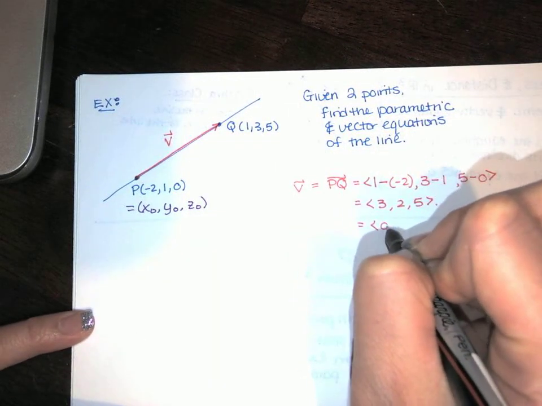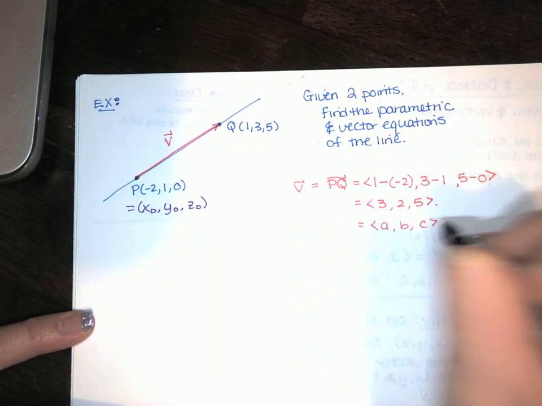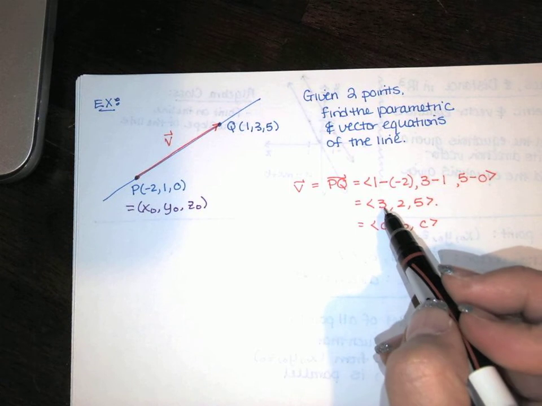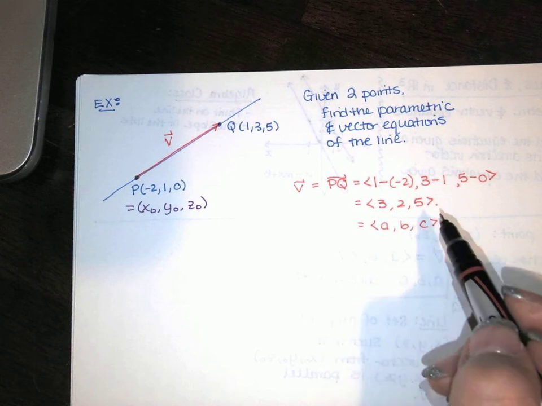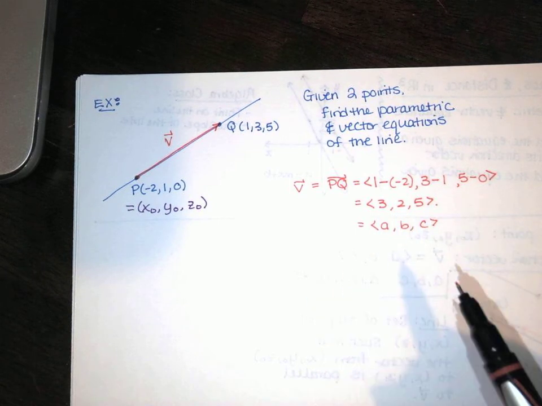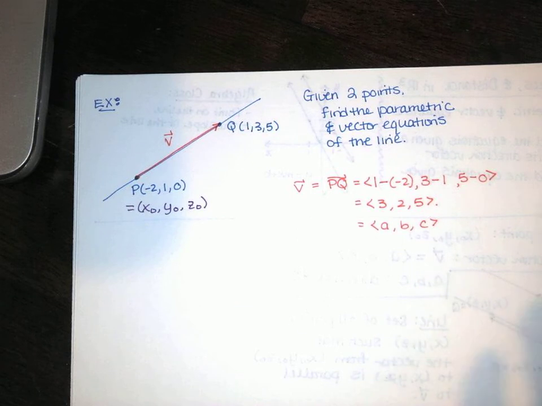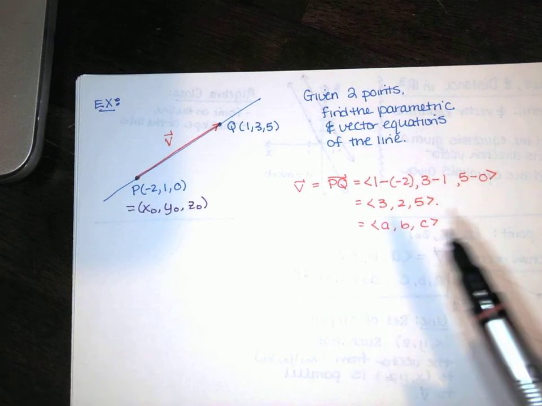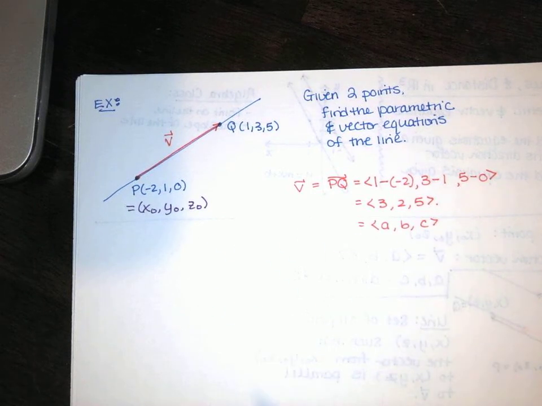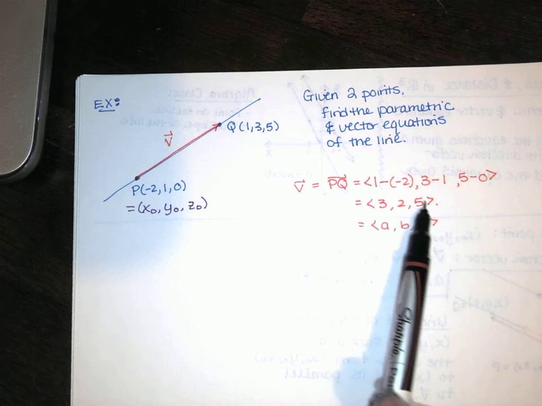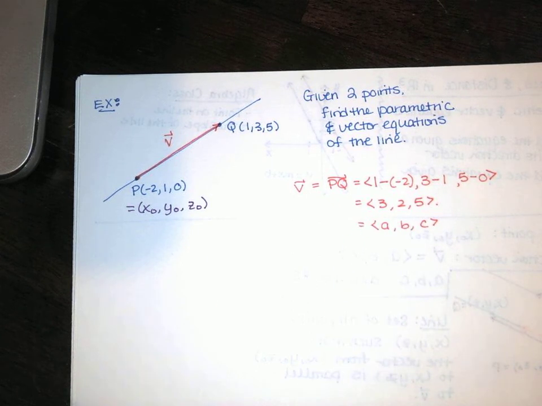Or if we prefer, we can put those labels on it, A, B, and C. Wherever you start, go 3 units in the X direction, 2 units in the Y direction, and 5 units in the Z direction to find another point on the line. And you can keep doing that over and over again. You can multiply that by a constant, but you have to start somewhere, and then you can keep using this to get other points on the line. Just like you did in college algebra.